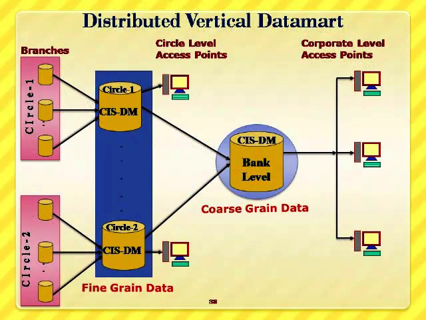Distributed vertical Datamart, another architecture option. See here the fine difference. Distributed, vertical. Vertical is distributed, and since it is vertical, it is not a data warehouse, it is a Datamart. For one circle, I take only one application. For all branches, build up for one application, build a Datamart. Circle 2, build a Datamart. This is the fine level data, fine grain level data, and summarized data are built into the bank level, coarse grain data. Then I allow the corporate level access people to use this information.